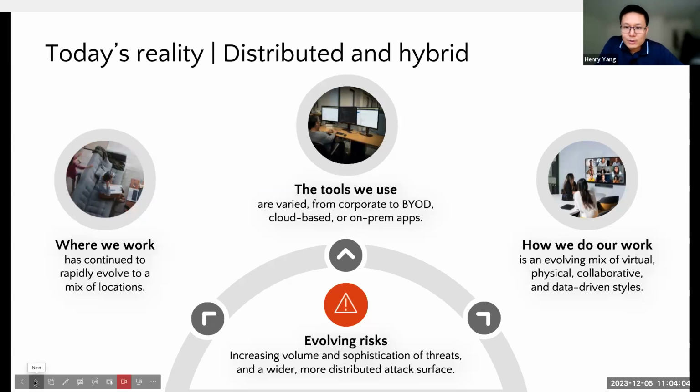And how we do our work has also evolved to a mix of virtual and physical, collaborative, data-driven styles. So it's very diverse, and all these different scenarios definitely generate lots of challenges from a security perspective as well. So there are also evolving risks for this diverse and hybrid working experience. Next slide, please, David.